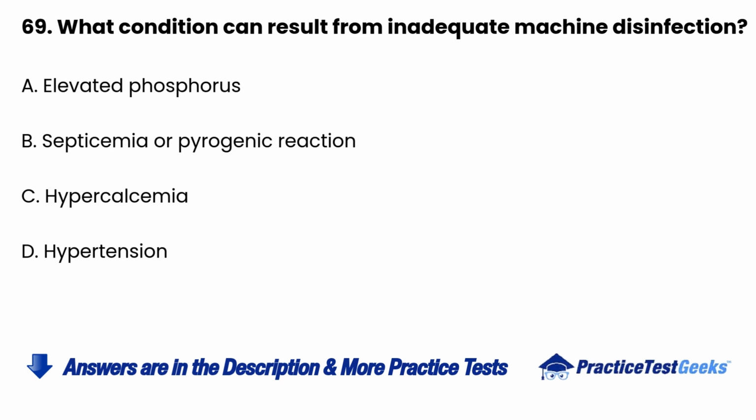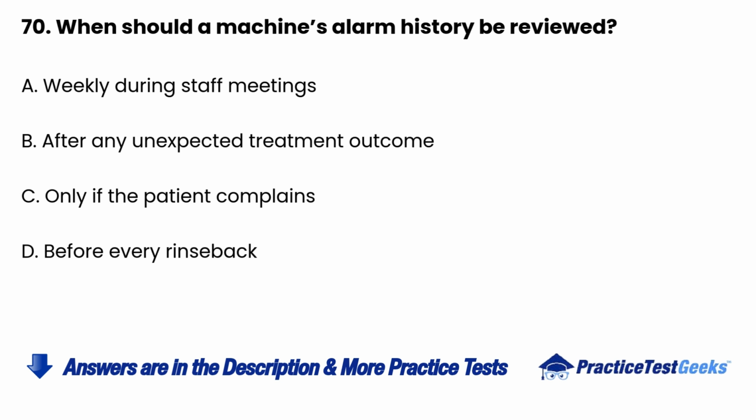69. What condition can result from inadequate machine disinfection? A. Elevated phosphorus. B. Septicemia or pyrogenic reaction. C. Hypercalcemia. D. Hypertension.